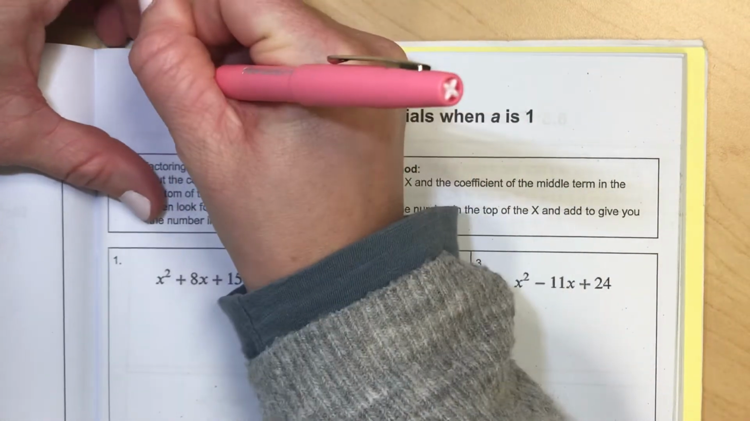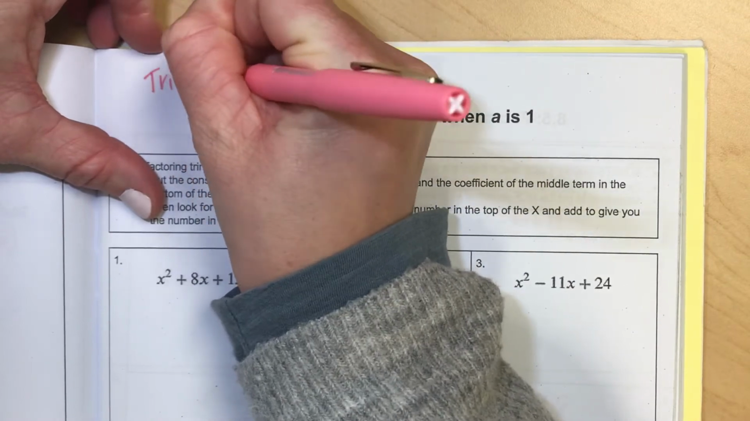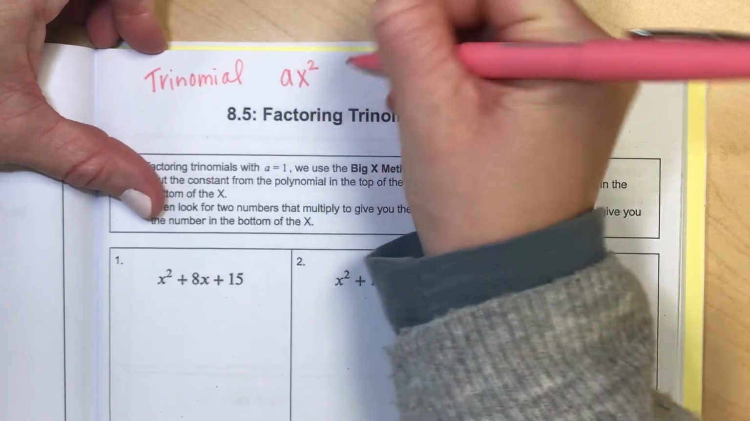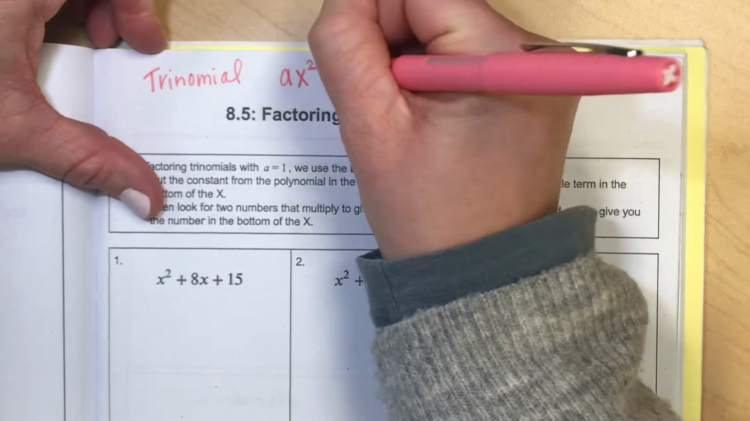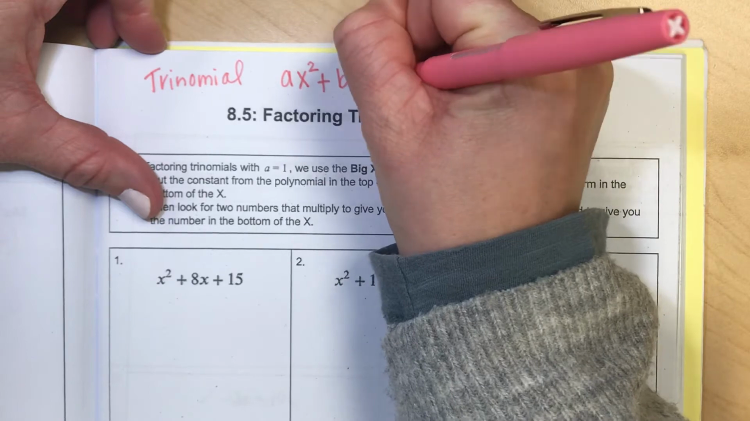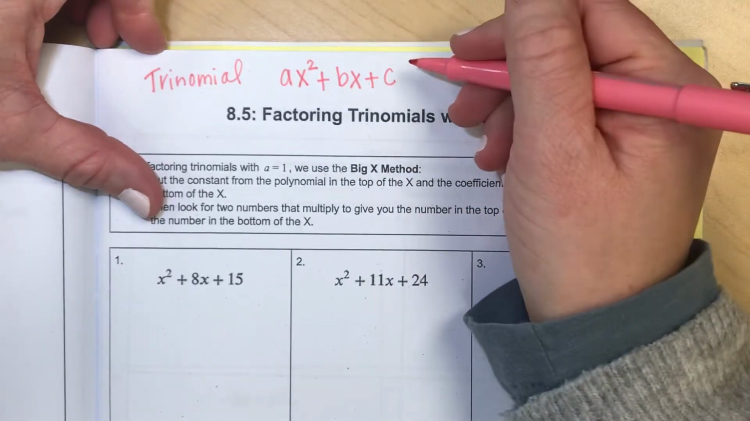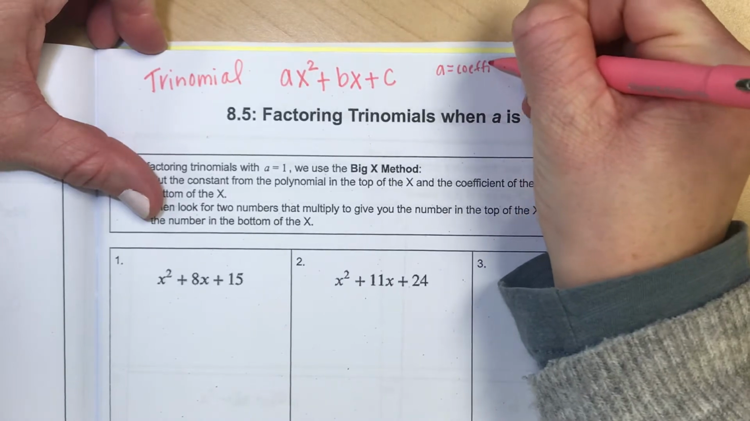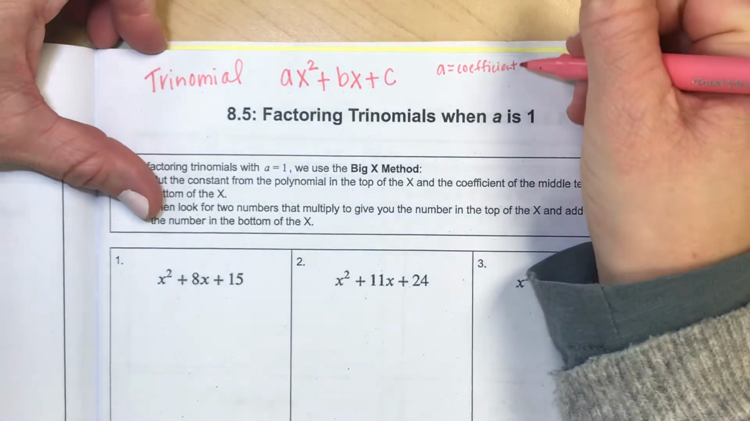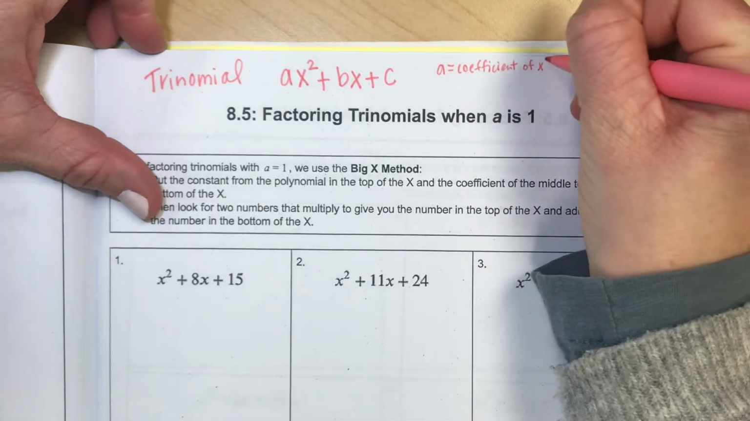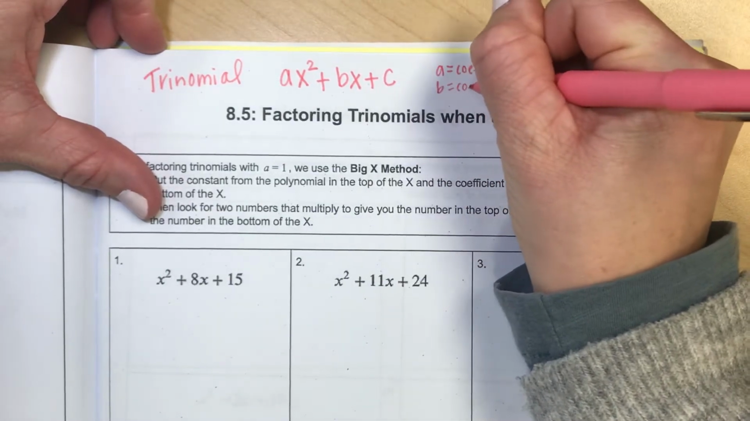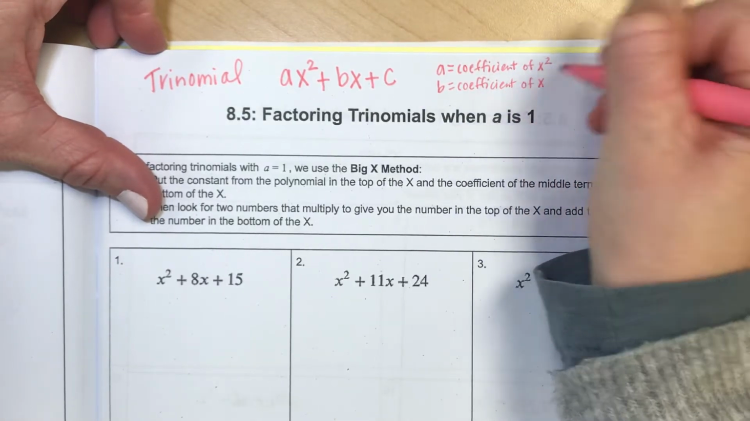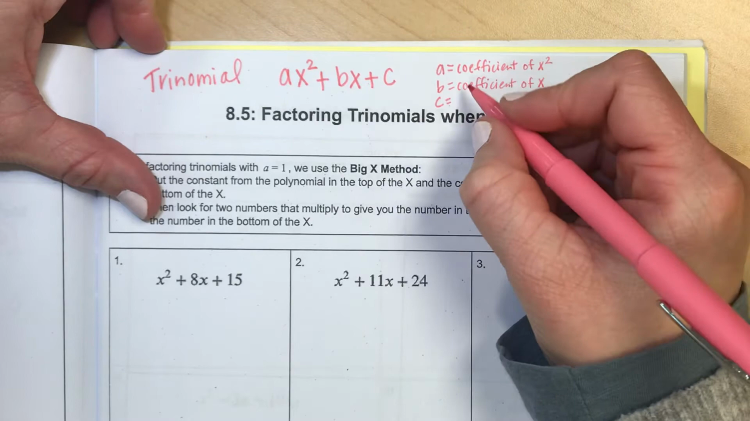So your trinomial will have an a in front of your x squared term, meaning a coefficient, and your linear term will have a coefficient, and then you're going to have a number term called a constant term. So a is the coefficient, the number in front of your x squared, and b is the coefficient of your linear term x, and c is your constant term.